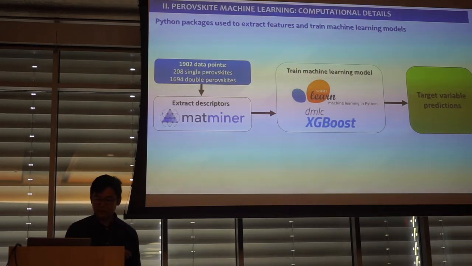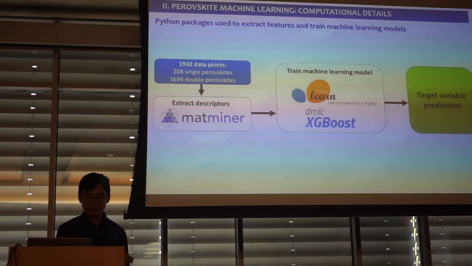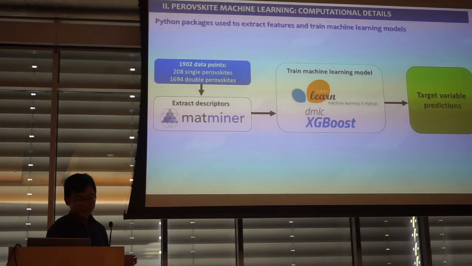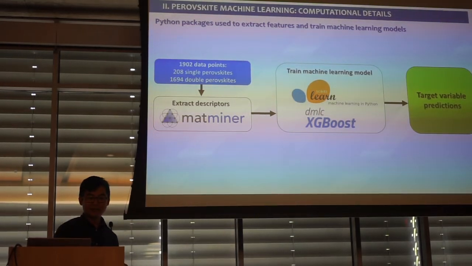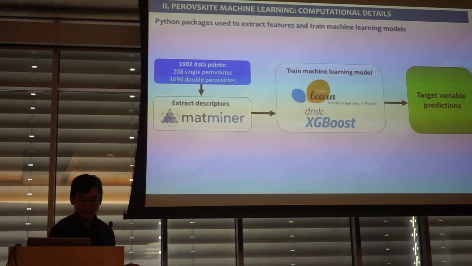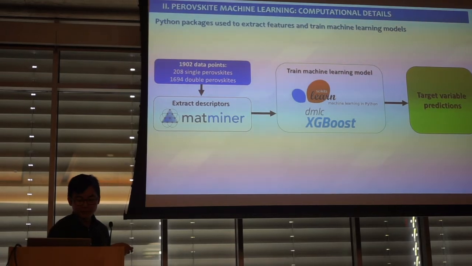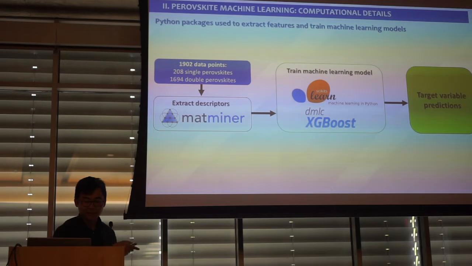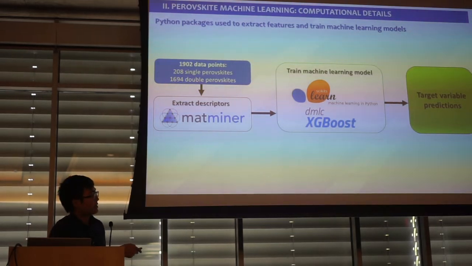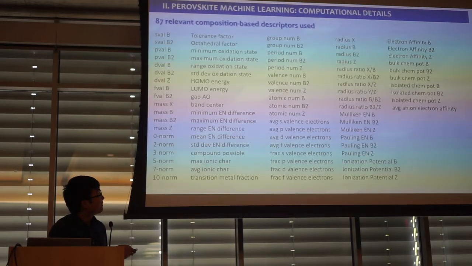Okay, so here's a flow diagram of how this process works. So we start out with 1,902 data points. We can divide that data into 208 single perovskites and 1694 double perovskites. We can extract the descriptors using a tool called MapMiner, and then we can train the machine learning model from this data using some machine learning libraries like scikit-learn and XGBoost. And we can use those models to make predictions on our target variables.